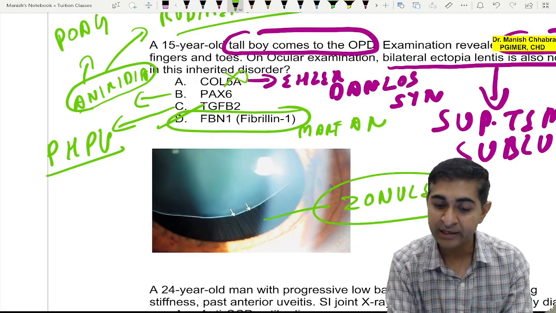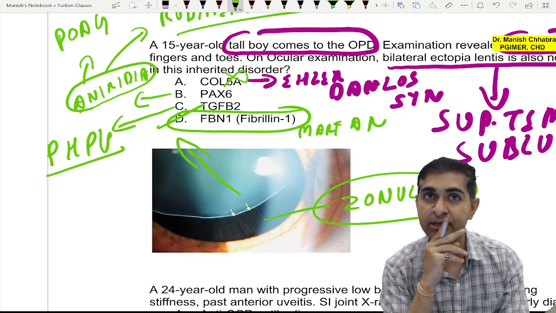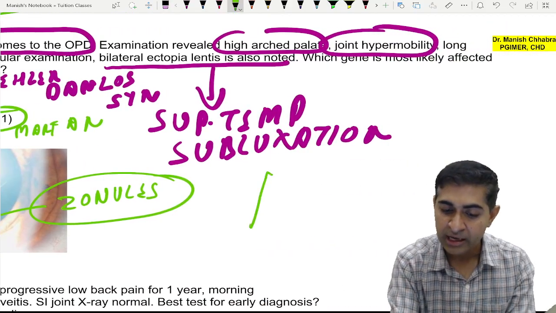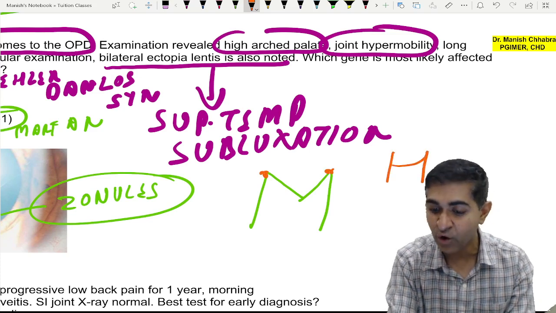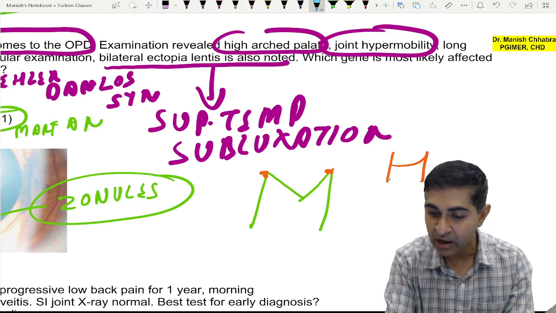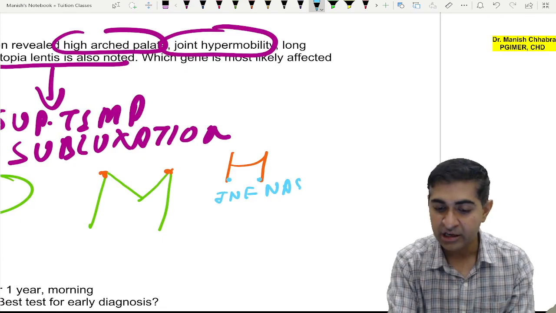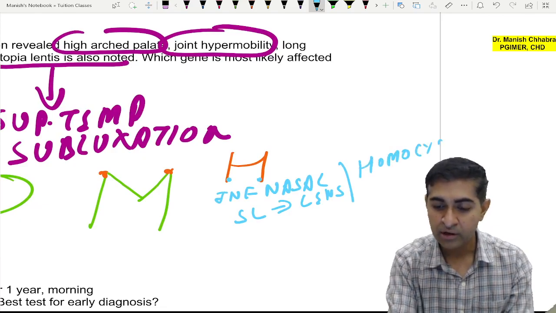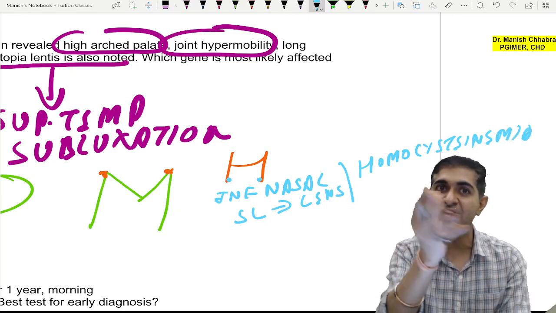So there is superotemporal. If this is your right eye, where is it going? Superotemporal subluxation. And how will you remember why it is superotemporal? M for Marfan's, so it is superotemporal, and H for homocystinemia. So H is inferonasal subluxation. Remember this. Inferonasal subluxation of lens, which is in homocystinemia or homocystinuria. If there is homocystinemia, then the urea will happen automatically.